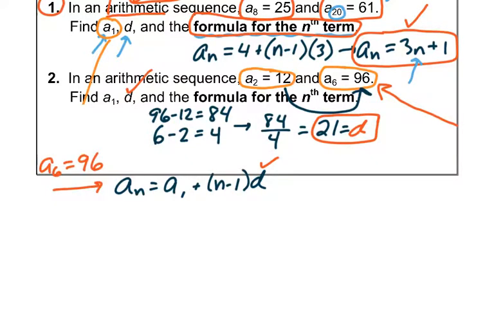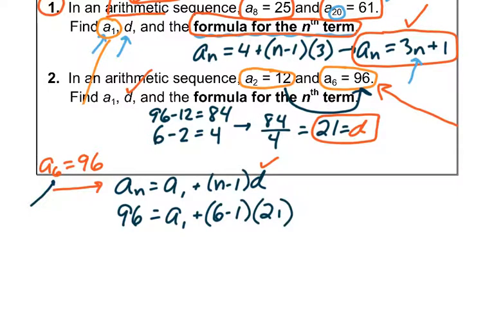Okay, that means 96 is the a sub n number, which equals a sub 1 plus... what term number is 96? Oh yeah, it's the sixth term. So n is 6, times your d, the difference from term to term, you're adding 21. All right, and the rest is just algebra here, friends. A sub 1 plus 6 minus 1 is 5. 5 times 21 is 105.